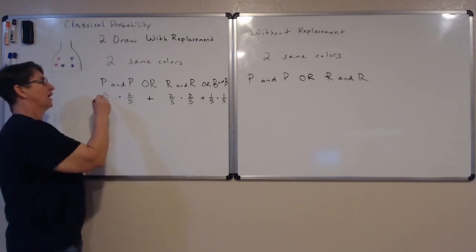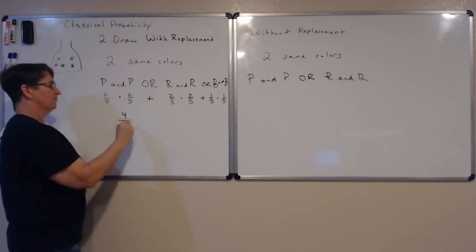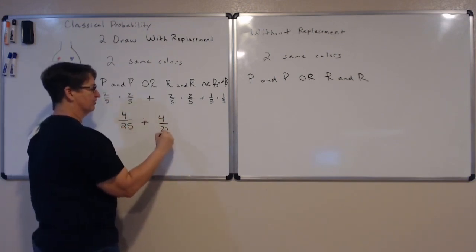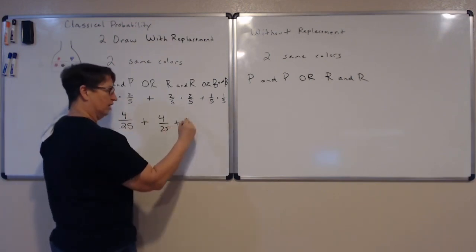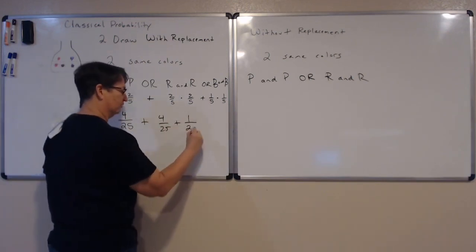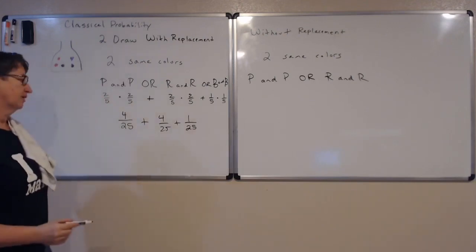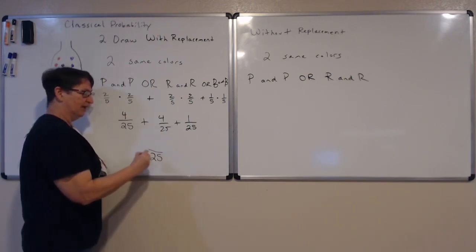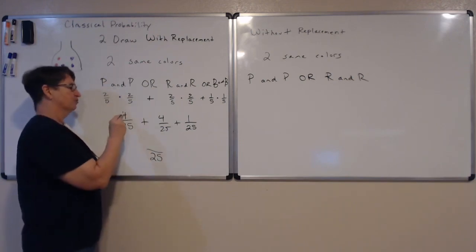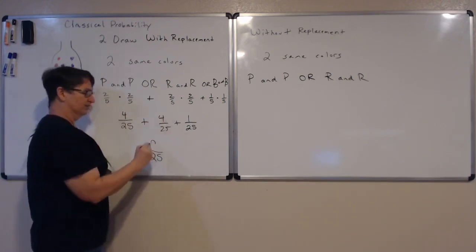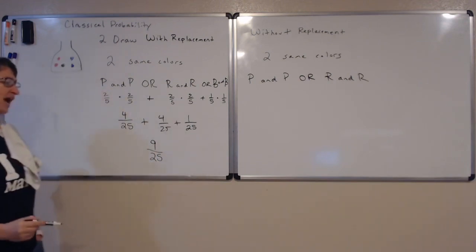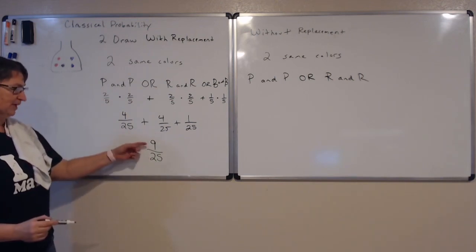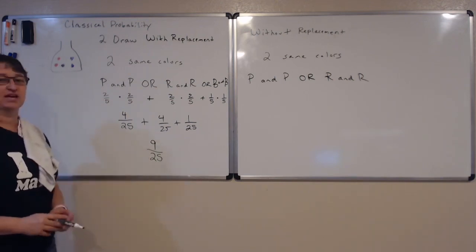Okay, I'm going to go ahead and multiply. 2 times 2 is 4, 5 times 5 is 25. Plus 2 times 2 is 4, 5 times 5 is 25. Plus 1 times 1 is 1, 5 times 5 is 25. Now I add them together. My numerators, remember, you just keep your denominator. Add your numerators. 4 plus 4 is 8, plus 1 is 9. So there's 9 out of 25 chance. If I did this experiment 25 times, I would expect 9 of those times for me to get the same color.